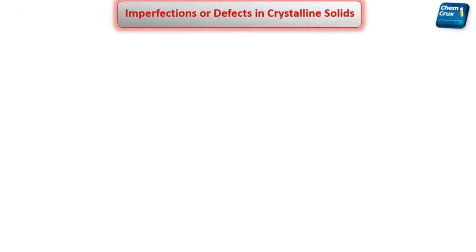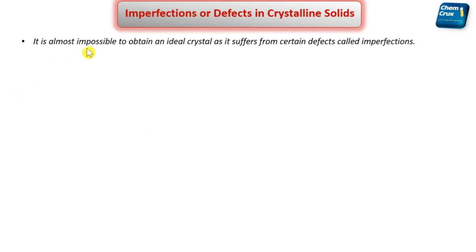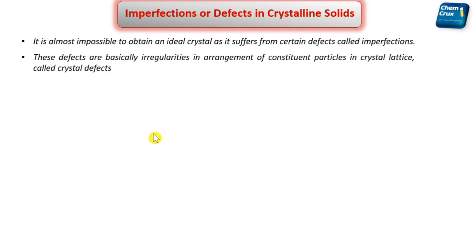Our next topic is imperfections or defects in crystalline solids. It is almost impossible to obtain an ideal crystal because they suffer from certain defects. These defects are called imperfections. These defects are actually irregularities in the arrangement of the constituent particles in the space lattice, and they are also called crystal defects. Crystal defects are of two types.